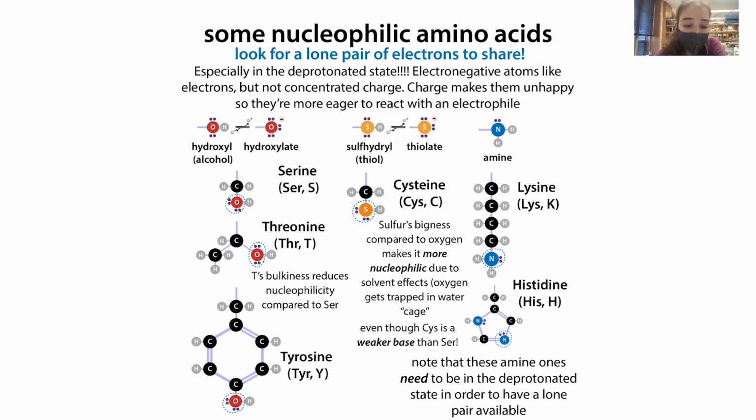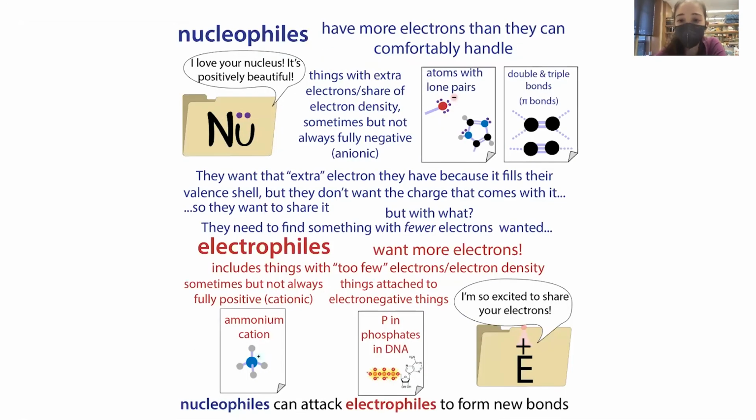A nucleophile is something that basically has more electron density than it can comfortably handle. And so it's seeking out an electrophile, which is something that wants more electrons. Often, but not always, a nucleophile is going to be negatively charged or partly negatively charged. An electrophile is going to be positively charged or partly positively charged.